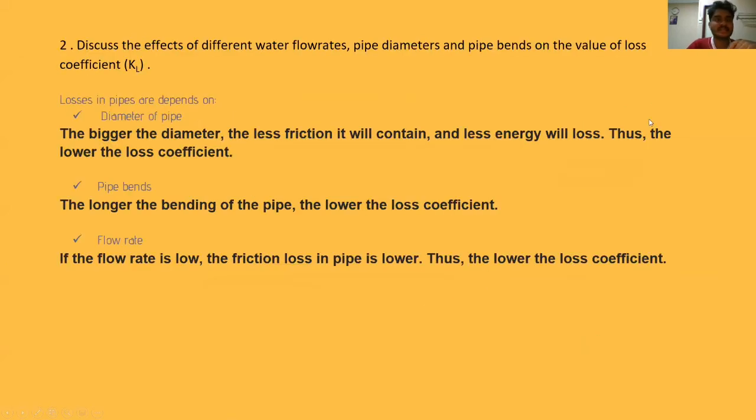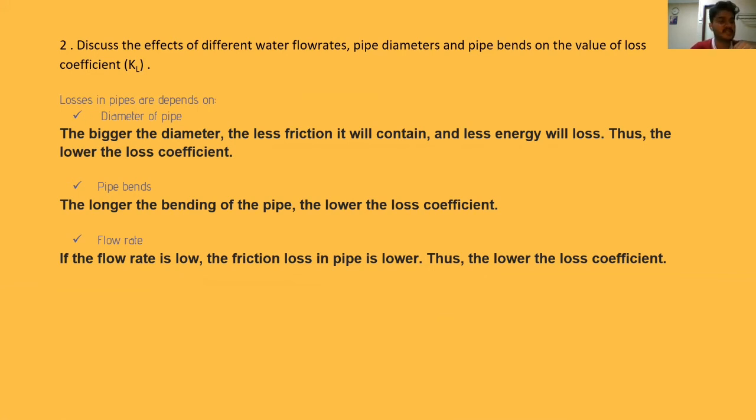In our second discussion, we discuss the effect of the different water flow rate, pipe diameter, and pipe bend on the value of the loss coefficient. The loss coefficient depends on the diameter of the pipe. The bigger the diameter, the less friction it will contain and less energy will be lost. Thus, the lower the loss coefficient.